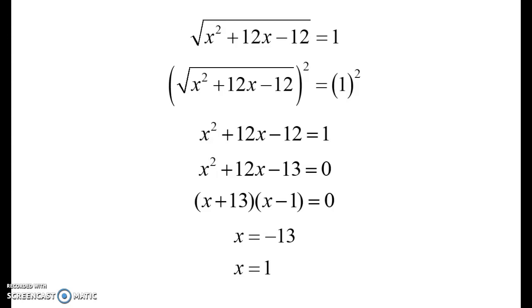Again, you have to check your answers. If you put negative 13 back in for the x, negative 13 squared is going to be 169. Then 169 minus 12 times negative 13, which is plus 156... then 169 minus 156 is 13, and your 13 minus 12 is 1, and the square root of 1 is also just 1. Same thing if you put 1 in: 1 squared is 1, plus 12 times 1 gives you 13, and then 13 minus 12 is again 1, so the square root of 1 is 1. So those both check out.